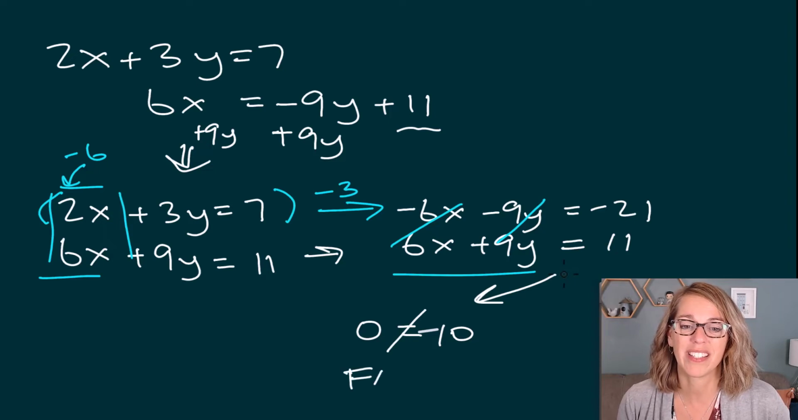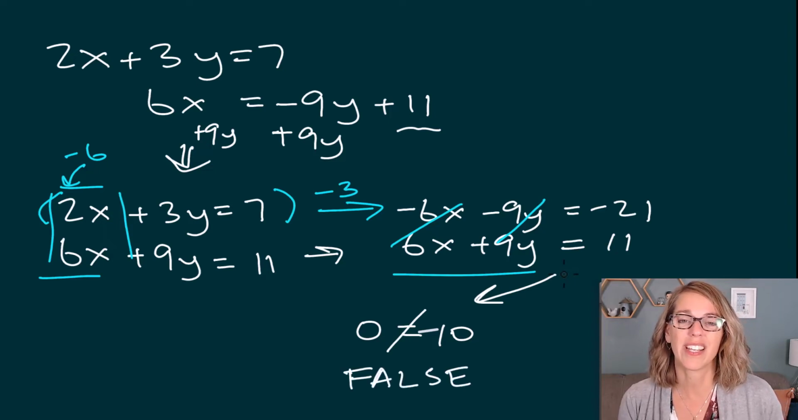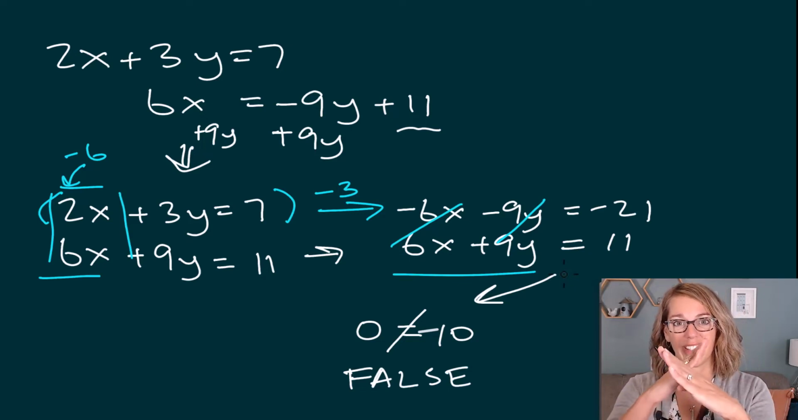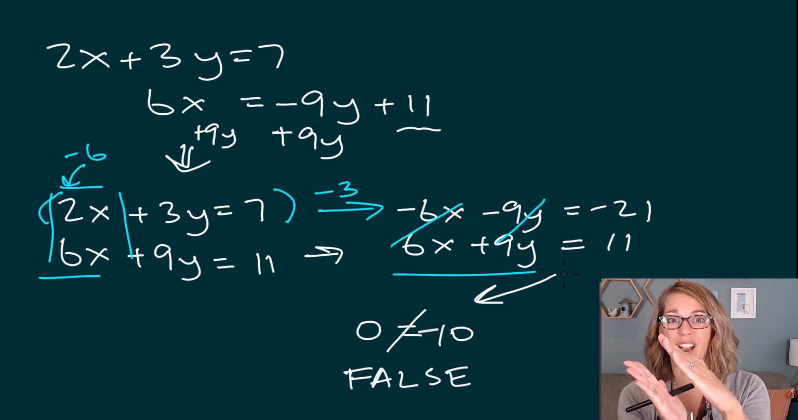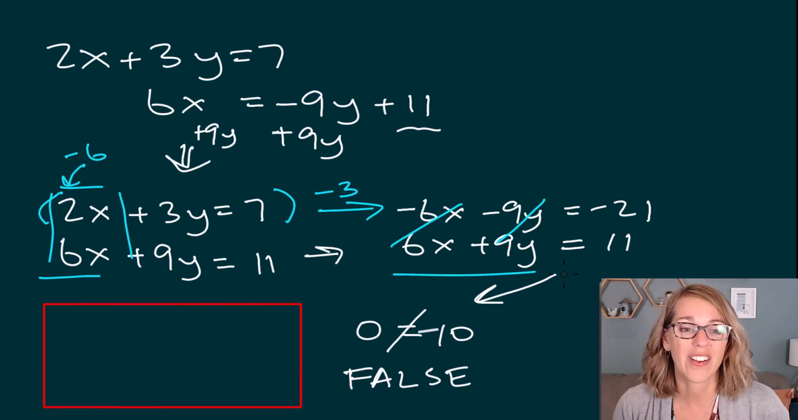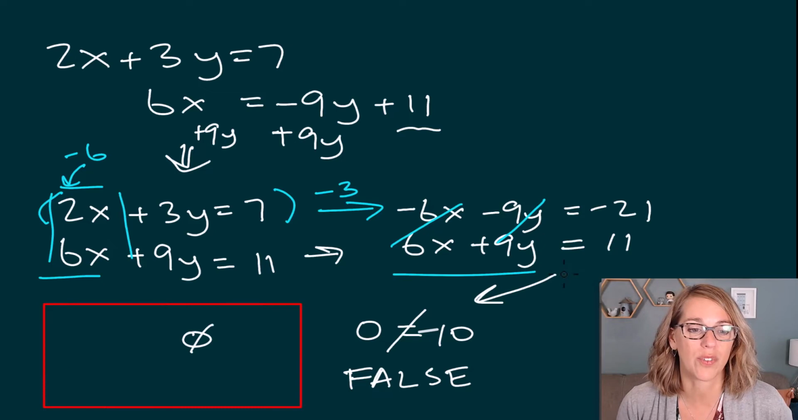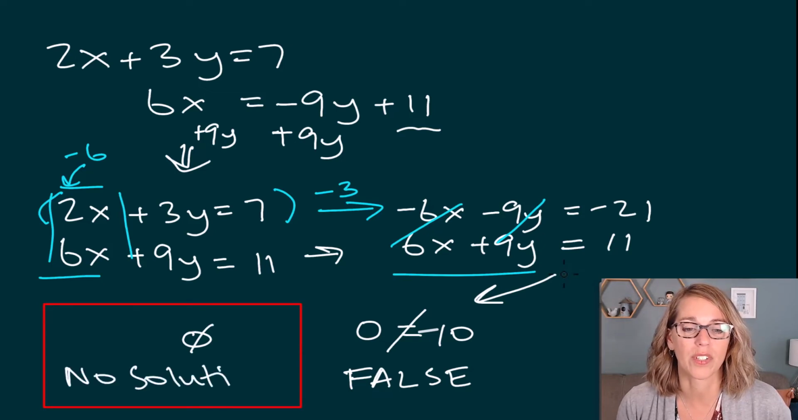That means that this statement that I'm getting here is false. I was looking to see if these two equations intersected their lines, but because it's false, it means that these two do not intersect. There is no solution. So you could write the little empty set symbol there, or you could write out no solution.